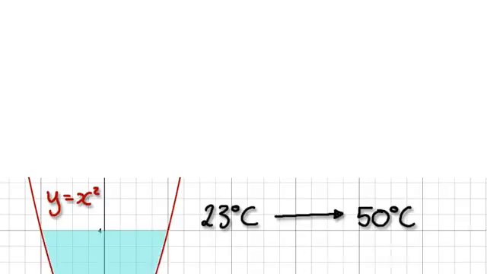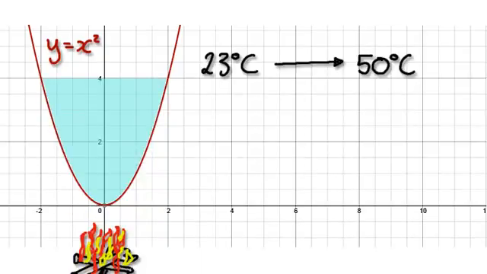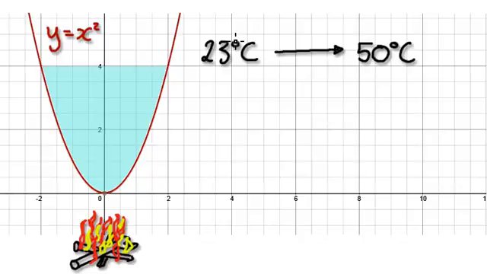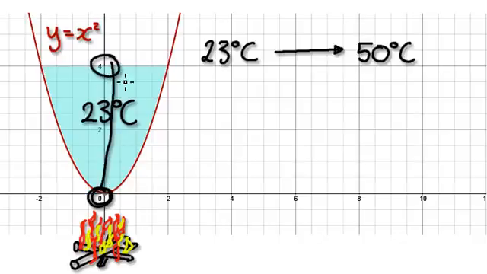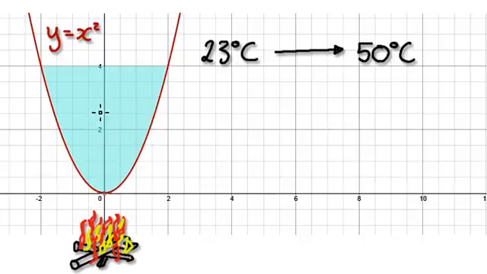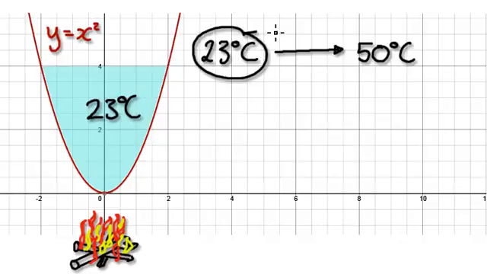Now we're going to try and find out how much energy is needed to raise the temperature from 23 Celsius to 50 degrees Celsius. At the moment, the temperature of the water is 23 degrees Celsius. The water level here is from 0 to, let's say, 4 centimeters. So currently it's 23 degrees Celsius. How much energy would be needed to raise it from 23 to 50 degrees Celsius?